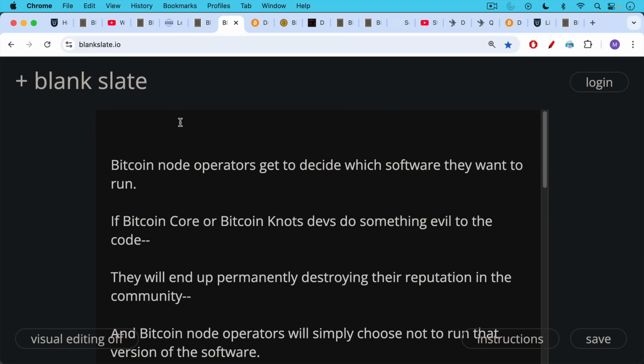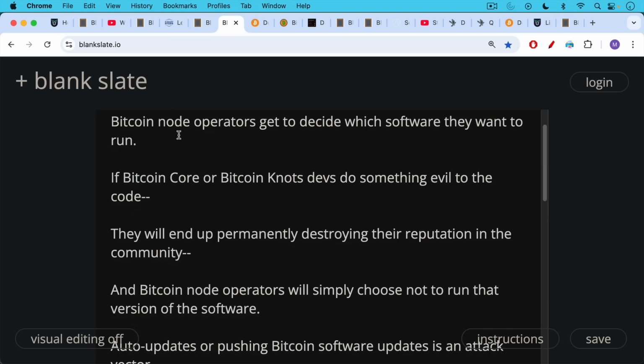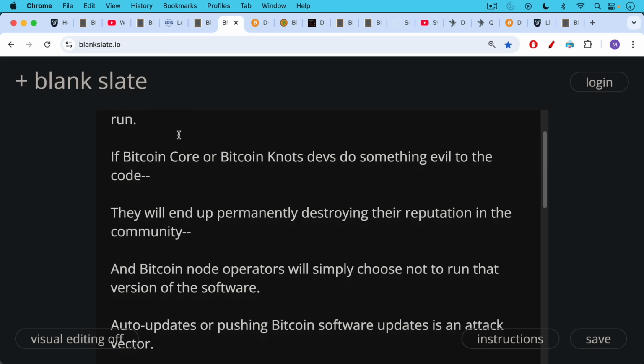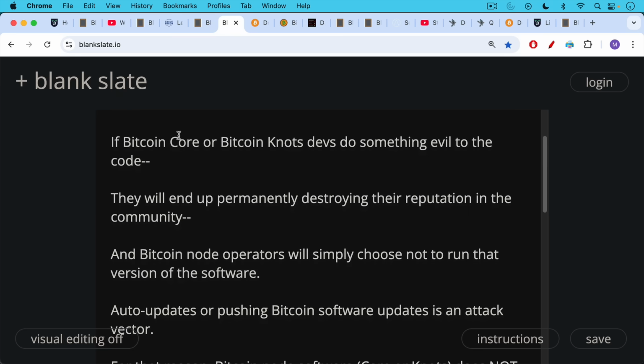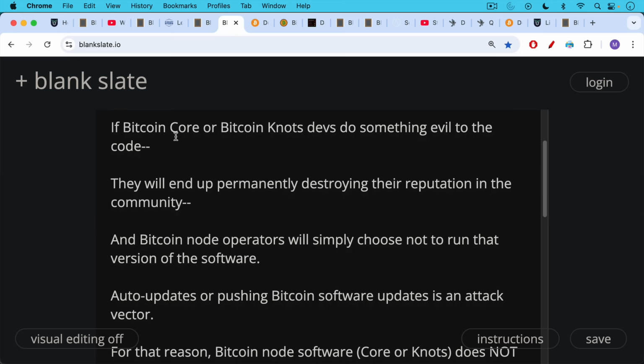Bitcoin node operators, as we said, get to decide which software they want to run. Bitcoin Core and Bitcoin Knots are two different implementations of the Bitcoin consensus rules in the form of software. We'll be talking about them in a moment. But if the devs for these projects decide to do something evil to the code, they will end up permanently destroying their reputation in the community, and Bitcoin node operators will simply choose not to run that version of the software. And news of this will spread very quickly on X and elsewhere, simply because there are so many eyes on these projects.